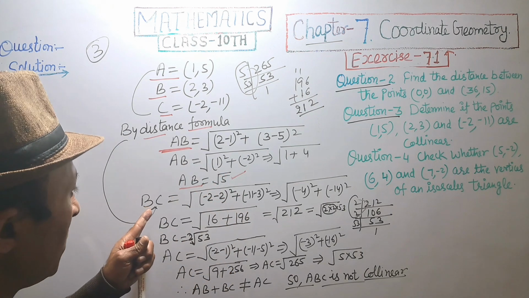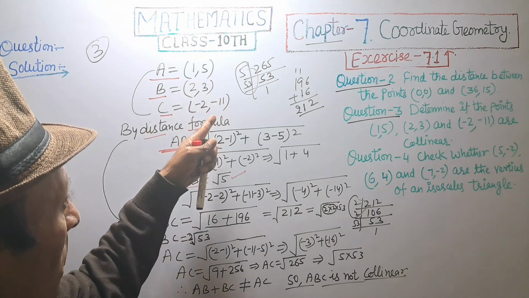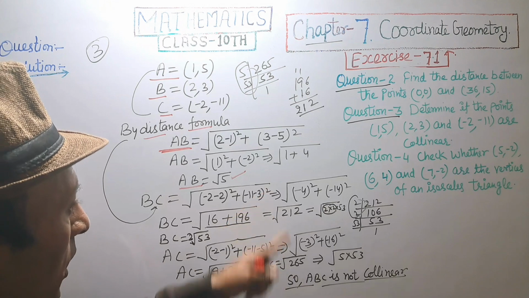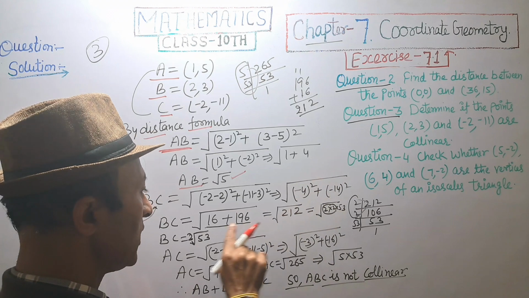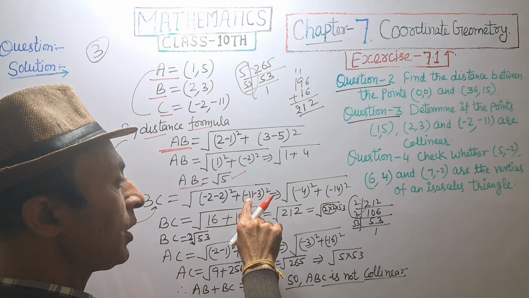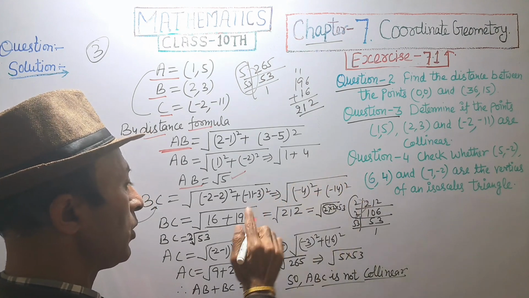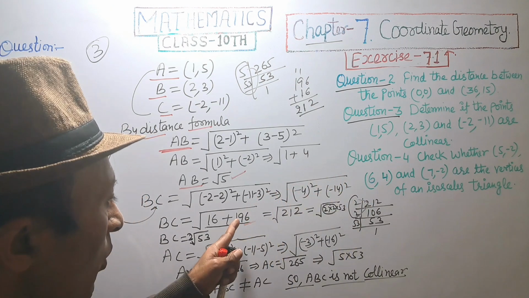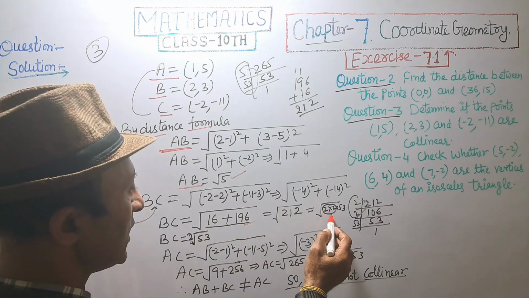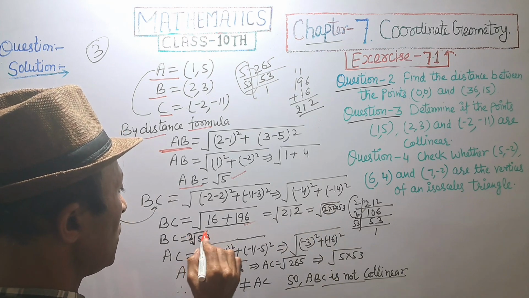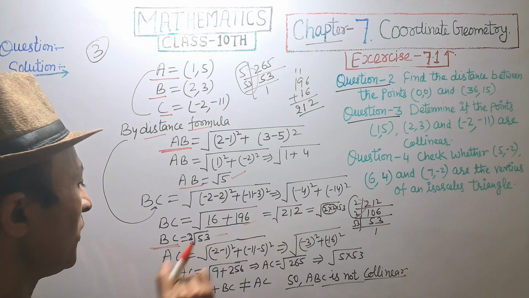Same process for BC: (-2 minus 2) square plus (-11 minus 3) square. That is (-4) square, equal to 16, and -11 minus 3 is -14. 14 square is equal to 196, and the sum of 196 and 16 is 212. Factorizing this, we get 2 under root of 53. The value of BC is equal to 2 under root 53.